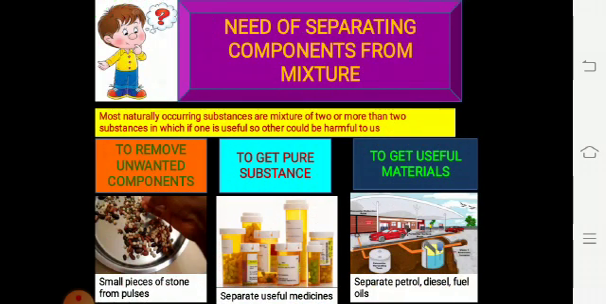Now the question arises, why do we need to separate components from the mixture? So let's find out. Most naturally, meaning which we get from nature, most naturally occurring substances are mixtures of two or more than two substances.